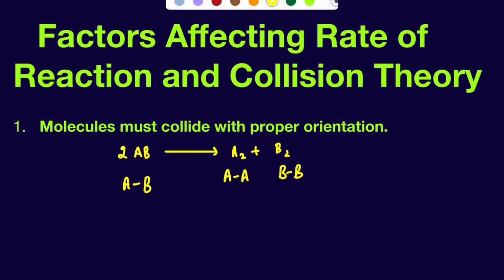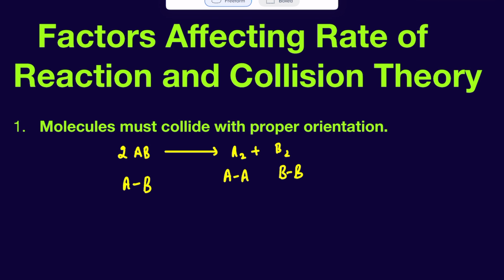Whether it's a single bond or a double bond is a different story, since this is just a generic reaction. I have this bond between A and B that needs to be broken up, and then the AA bond and the BB bond must be made. I know I have two molecules of AB in a balanced equation, so those two molecules of AB must be colliding with one another. That's one condition, and they must collide with the proper orientation.